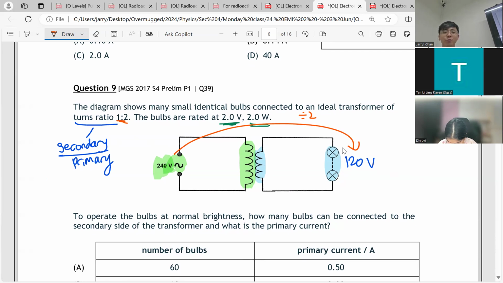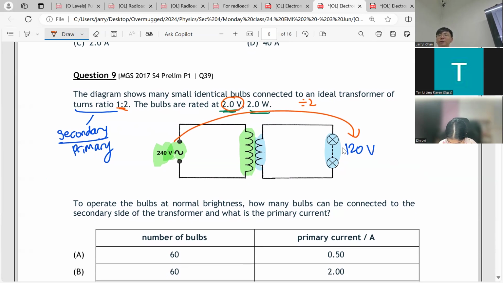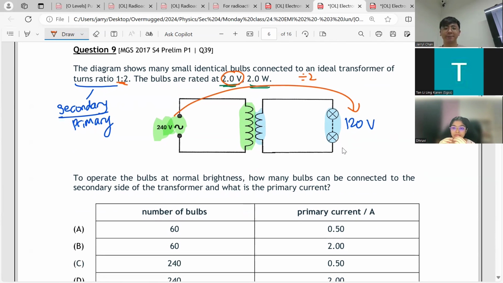Next, each bulb is 2 volts. How many bulbs can I connect to this? All bulbs, if connected in series: 2 volt, 2 volt, 2 volt, 2 volt, I can do this 60 times. So the number of bulbs can be calculated using the 120 volts divided by the 2 volts. So I get 60 bulbs. Primary current. How to calculate primary current?